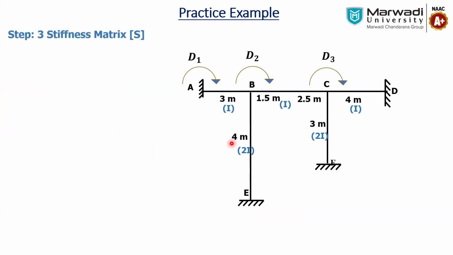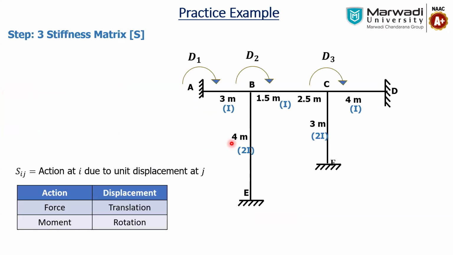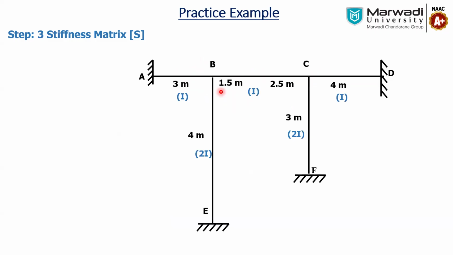Now, next point, that is the stiffness matrix. As you are aware, the size of the stiffness matrix will be 3 by 3, because it depends on the unknown degrees of freedom. This is the primary definition of the stiffness matrix which we have seen in the previous video session: SIJ is the action at I due to the unit displacement RJ. When we apply unit displacement one by one at each location, as the unknowns are rotations only, whatever moments are generated at the different locations due to the unit displacement are nothing but the stiffness coefficients.